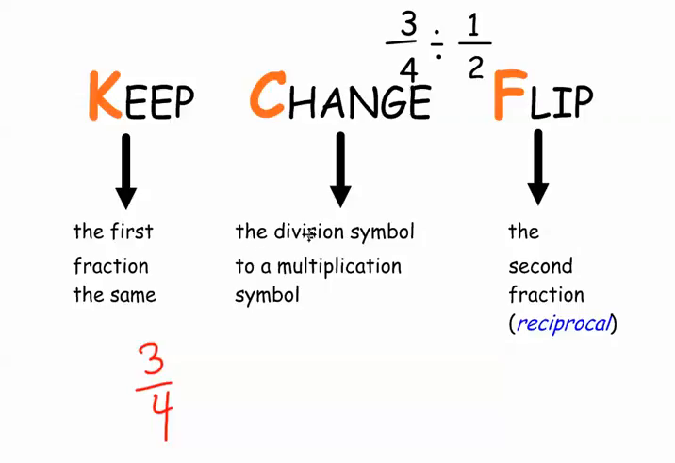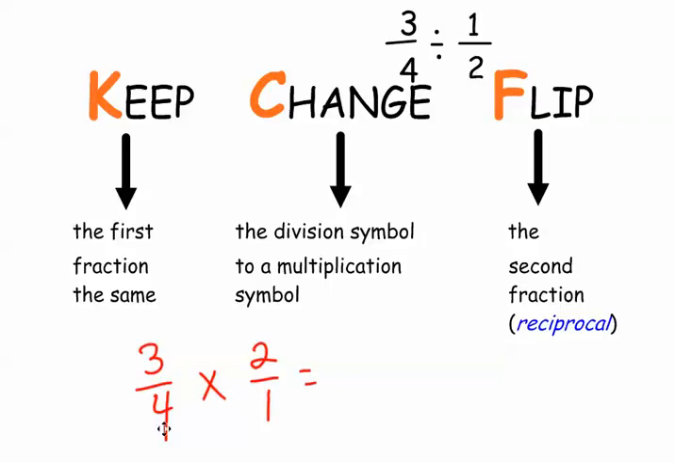Then you're going to change the division sign to a multiplication sign. And you're going to flip the second number, or multiply by its reciprocal. I'm making it easier terms to just say flip, but actually what you're doing is multiplying by its reciprocal. So you're flipping that second number. Then if you notice, it just becomes a problem like we did last week. It's just a multiplication problem.